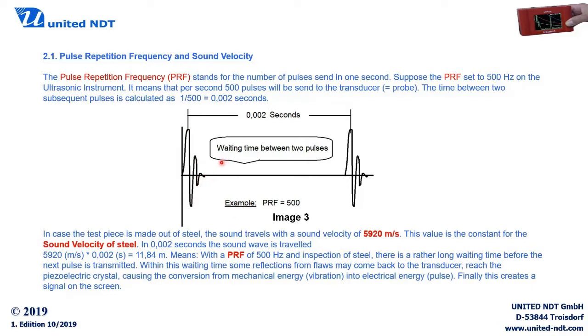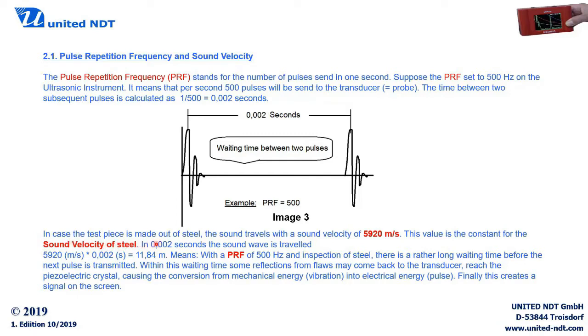And then we have a long waiting time between those pulses, and that's important, this waiting time, before we send the next one. So in case the test piece is made out of steel, the sound travels with a sound velocity of 5,920 meters per second. You see, it's also in red color, which means important to remember. The sound velocity in steel is 5,920 meters per second. So it's very fast. This value is a constant for the sound velocity of steel. Sound velocity is in general a constant for the material, as we have learned before.